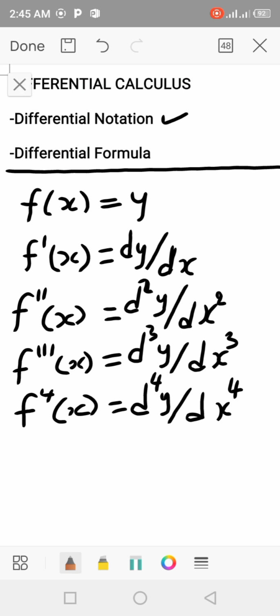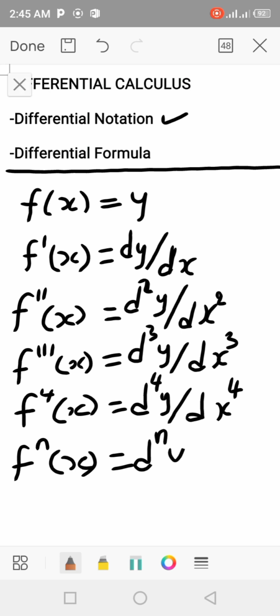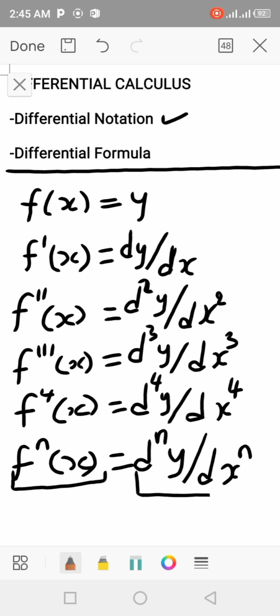So if you are finding the nth derivative, that's going to be f raised to power n of x, which is equal to the nth d y over dx nth. So that is how to note differential calculus. So you'll be seeing this sometimes, and you'll be seeing this some other times.